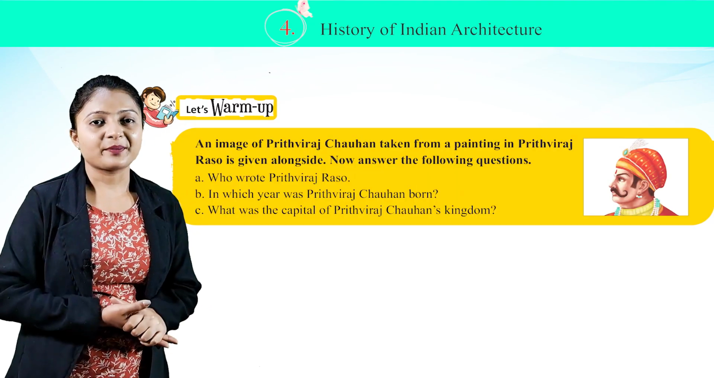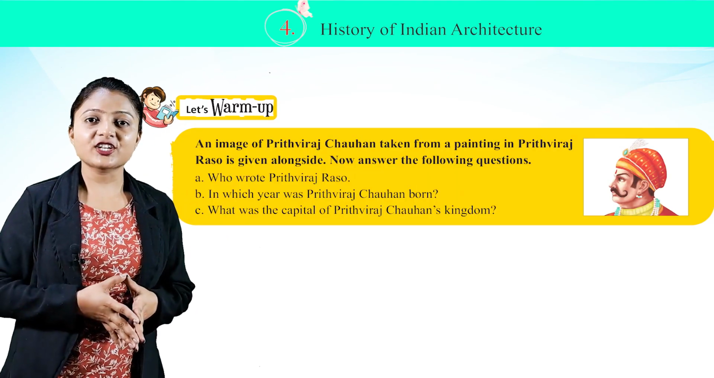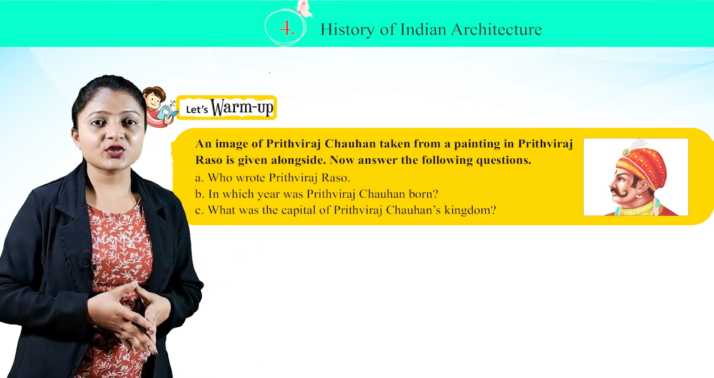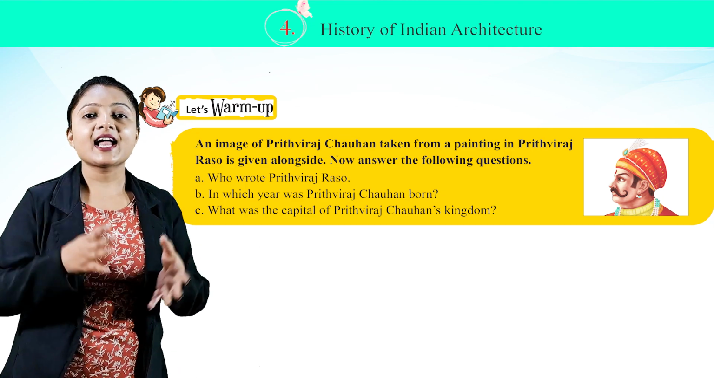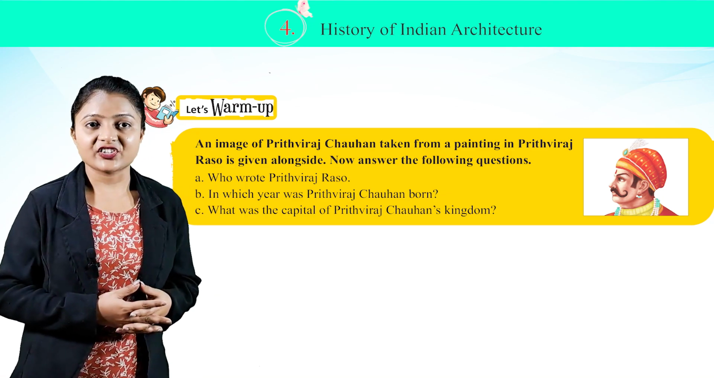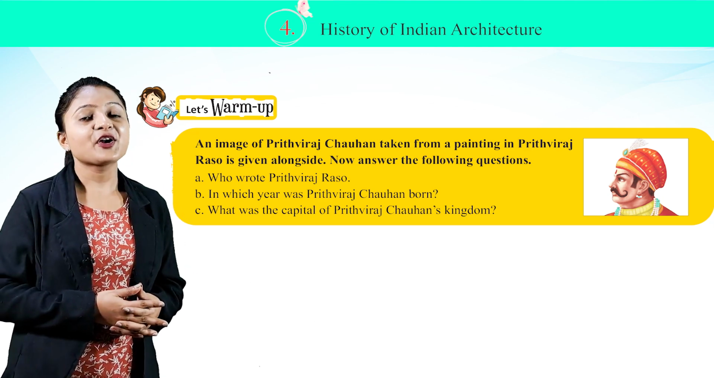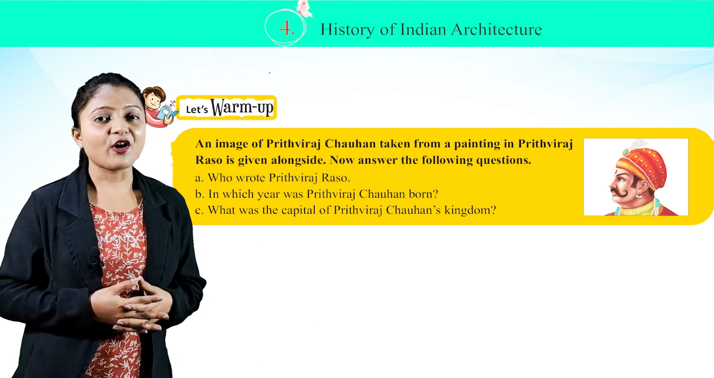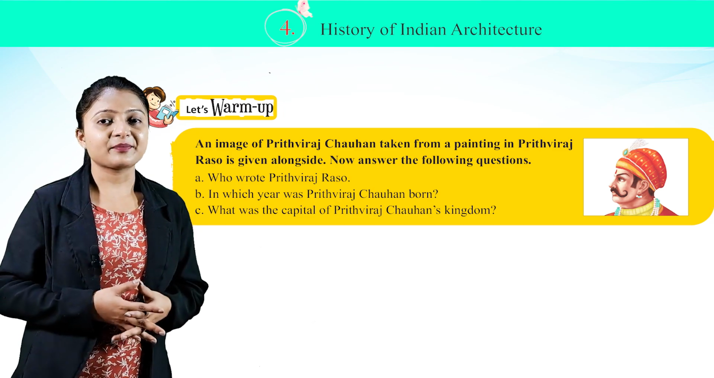Let's warm up. An image of Prithviraj Chauhan taken from a painting in Prithviraj Raso is given alongside. Now answer the following questions. A. Who wrote Prithviraj Raso? B. In which year was Prithviraj Chauhan born? C. What was the capital of Prithviraj Chauhan's kingdom?